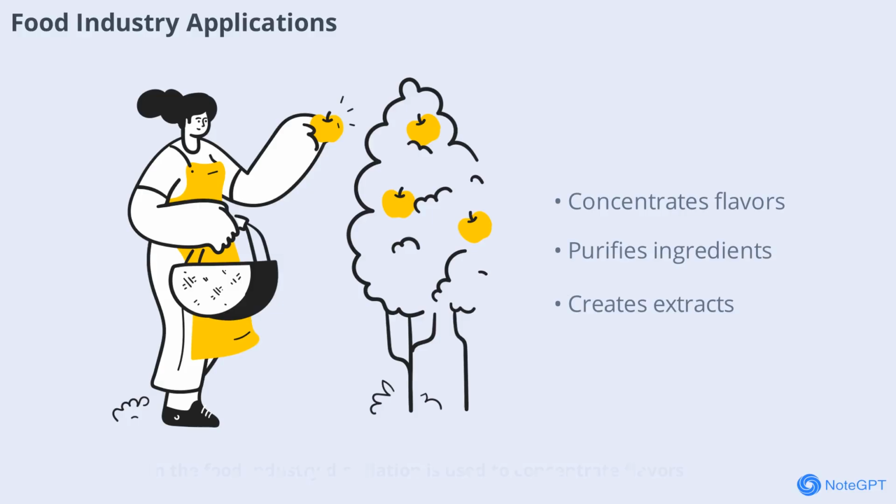In the food industry, distillation is used to concentrate flavors, purify ingredients, and create extracts. For example, vanilla extract and certain food colorings are produced using distillation.